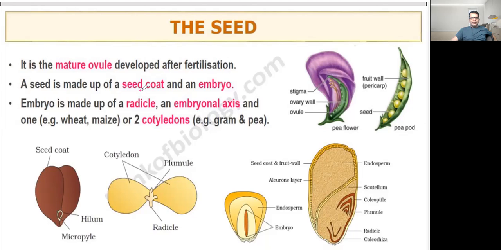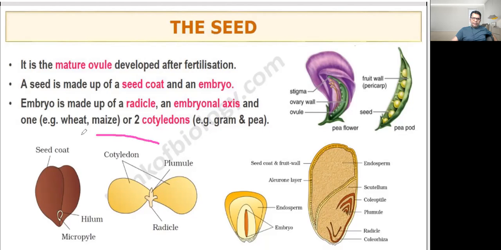A seed is made up of seed coat and embryo. This is a seed, having a seed coat, and inside the seed coat is the embryo. The embryo is made up of radicle, embryonal axis, and one or two cotyledons. In some there is only one cotyledon, like wheat and maize, which have only one cotyledon. Whereas dicotyledons have two cotyledons, like gram and pea.